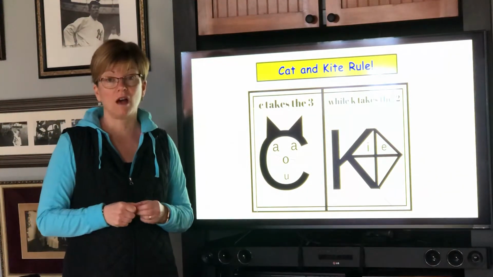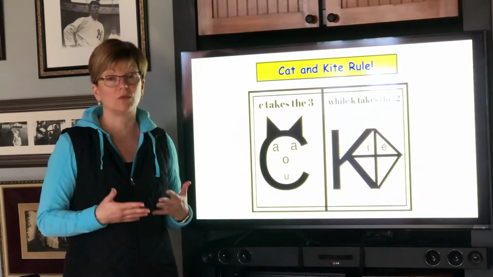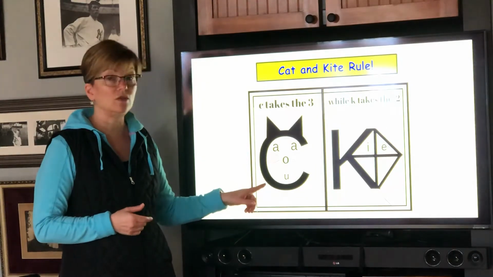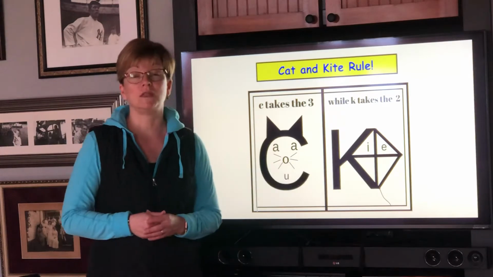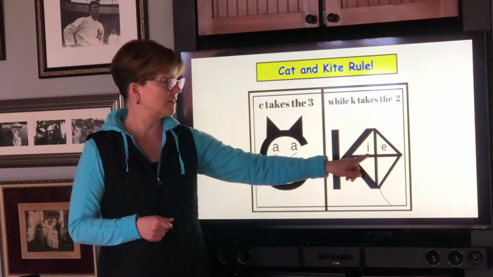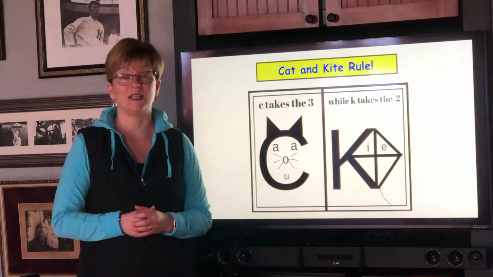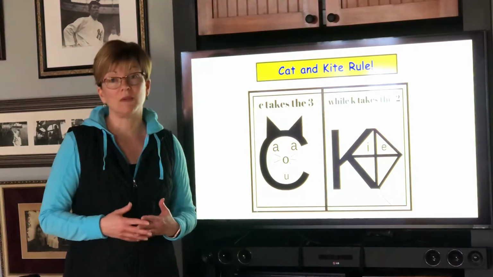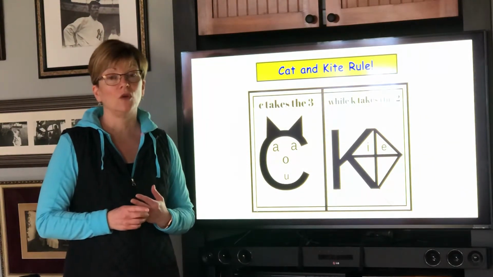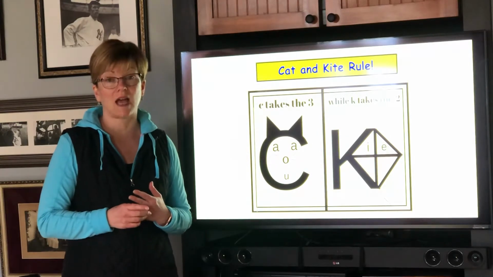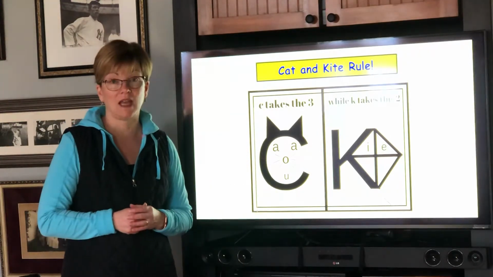So if you hear a long, strong sound, and it's one of those vowels, you know to use the C if it's A, O, U, and you know to use the K if in the kite we have an I or an E. So let's take a look at some of these words, and then we're going to do a little practice to see if we can figure out which K sound, which letter, the C or the K, we're going to use.